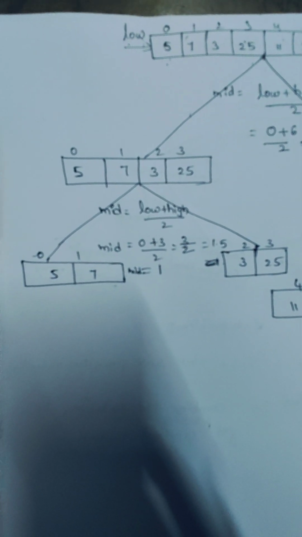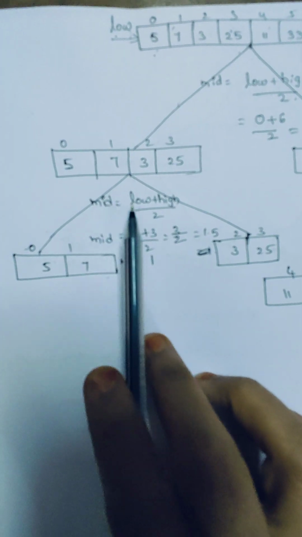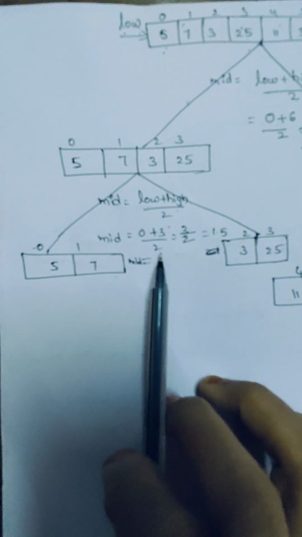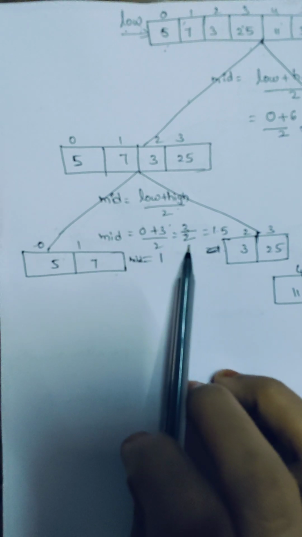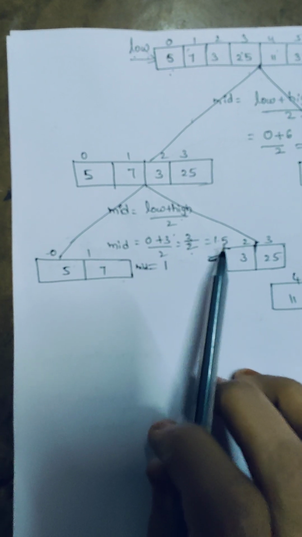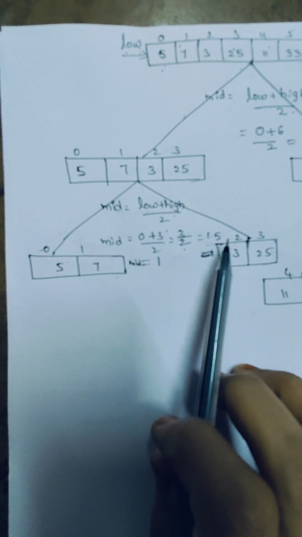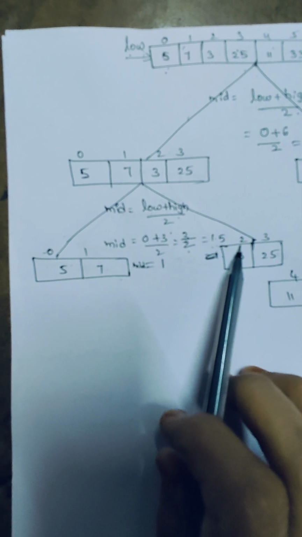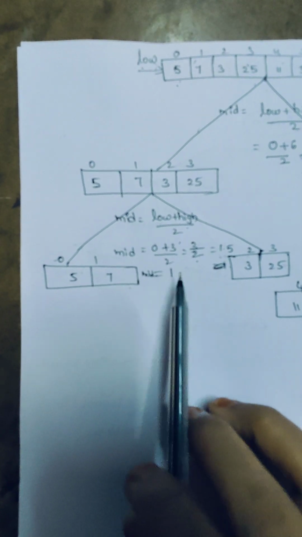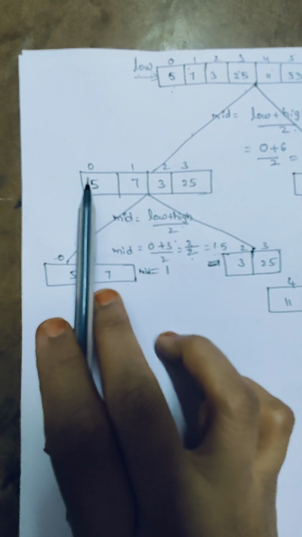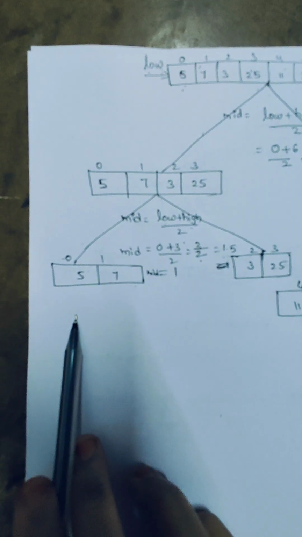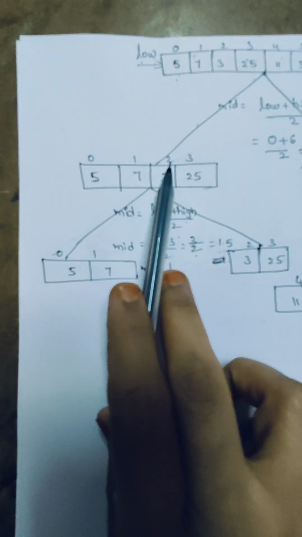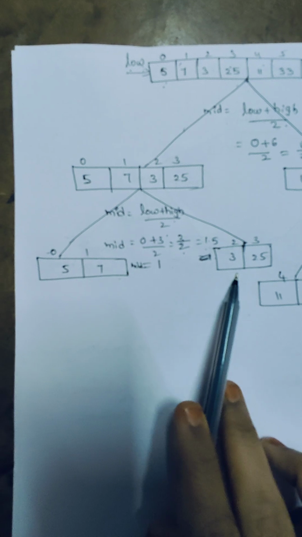And here it is divided into two subarrays again, and again we are calculating mid equal to low plus high by 2, and here we are getting the value of 3 by 2. But in this case we need to take only the integer values, and we are not considering the floating point values. So the mid value is 1. So I can divide the elements: 0, 1 are in one subarray, and 2, 3 are in another subarray.